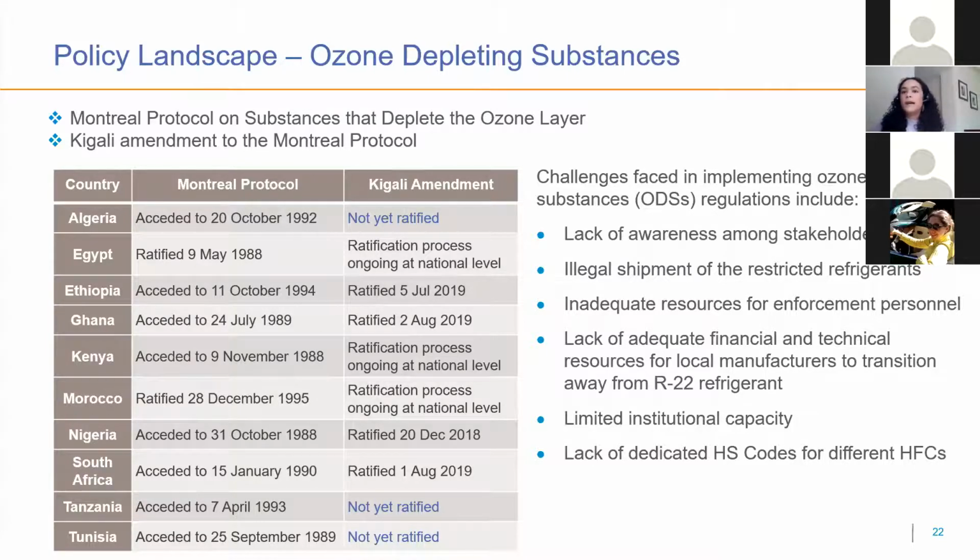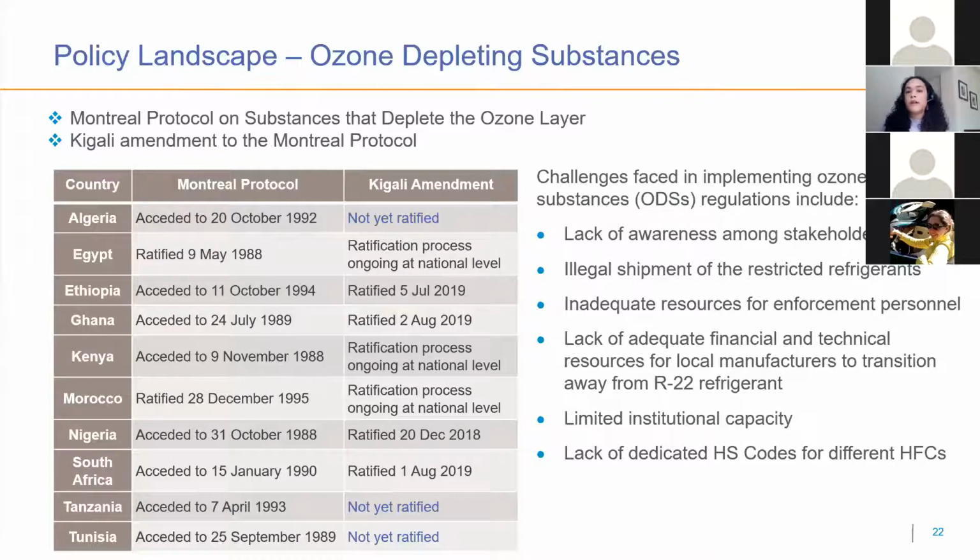This is important because, as we've seen, there is a lot of local production of room air conditioners, and most of these manufacturers will need some level of assistance to transition to producing air conditioners that use newer refrigerant blends like R32. Some other challenges are limited institutional capacity and lack of dedicated HS codes for different HFCs.